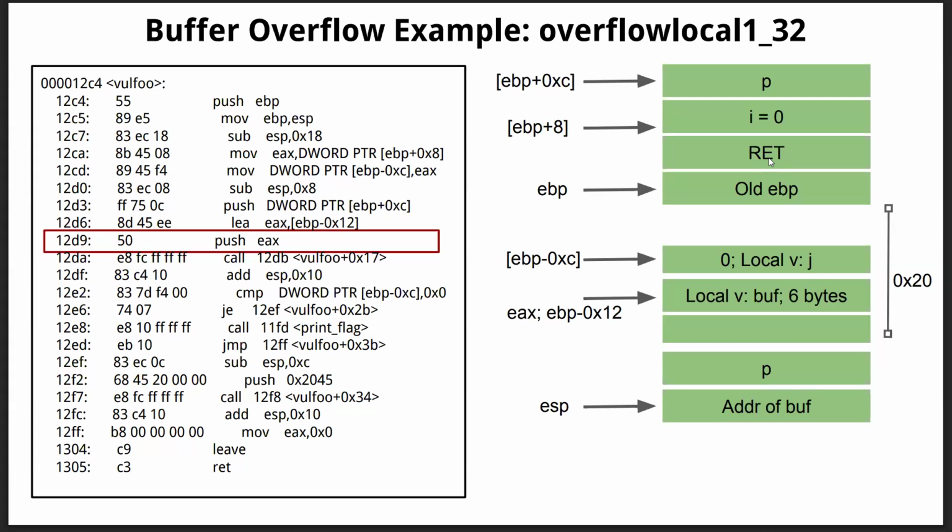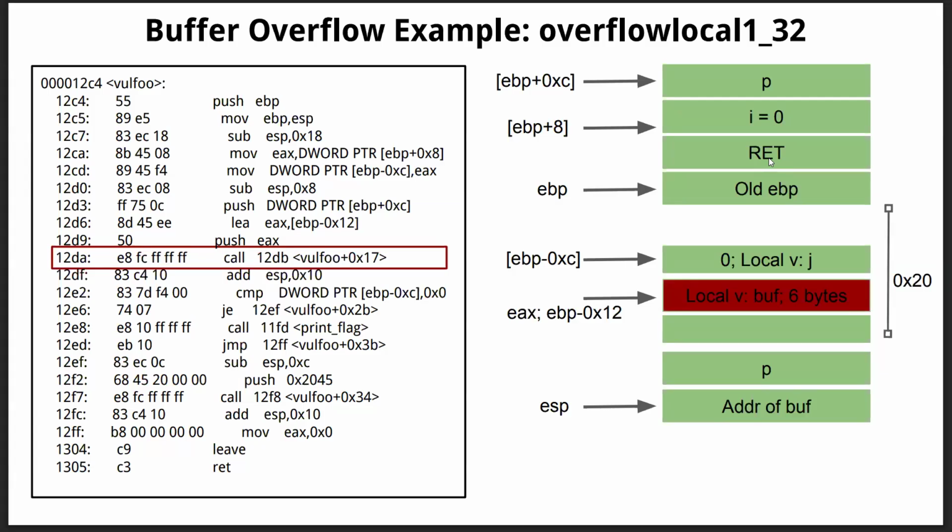Then we push that address. Since this is an address, this is a pointer. So this one points to here. This one points to a string somewhere. Now we are going to call the string copy function. This is a string copy function, and we're not going into that string copy function. We know what it does.